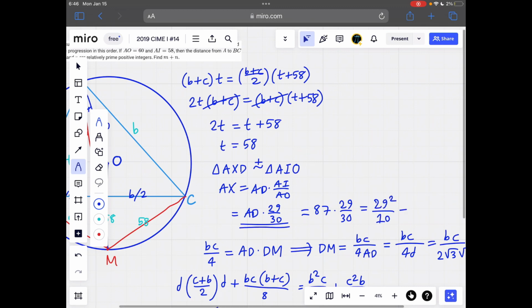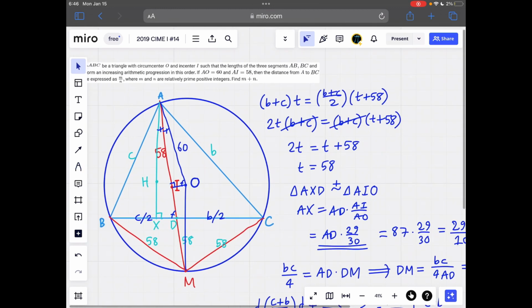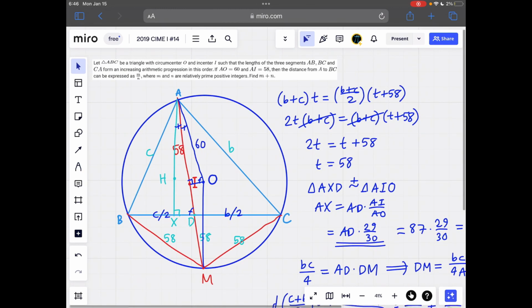So 29 squared over 10, that's equal to 841 over 10, which can be expressed as m over n, where m and n are relatively prime positive integers. 841 and 10 are relatively prime positive integers. Find m plus n, which is 841 plus 10, and that's equal to 851. We are done with CIME I problem number 14.